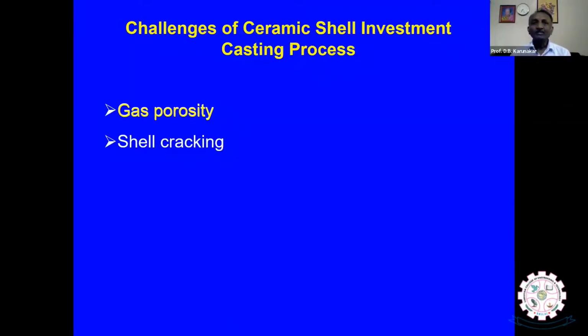Ceramic shell investment casting has emerged as the most successful process among all the known investment casting processes. But still, this process too has certain challenges. What are they? One is gas porosity and another is shell cracking. Gas porosity means gas bubbles form on the surface of the casting. Shell cracking means the ceramic shell cracks during pouring or during solidification. These two are considered the main challenges.